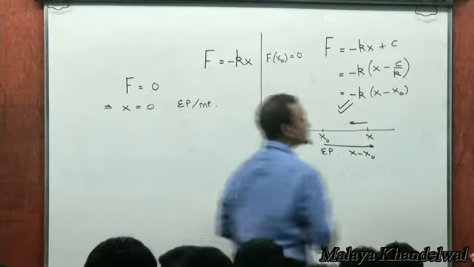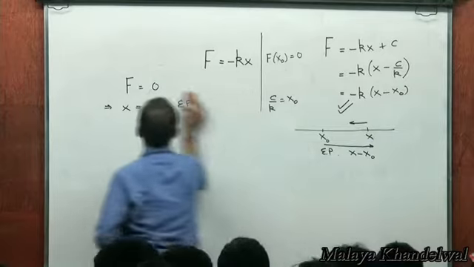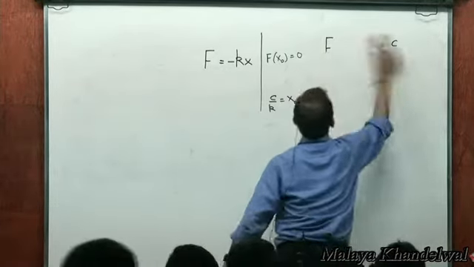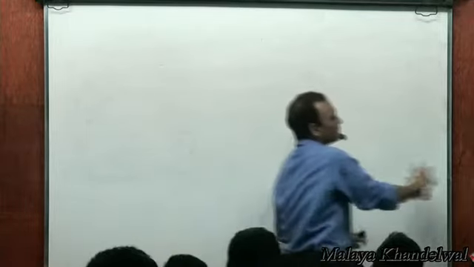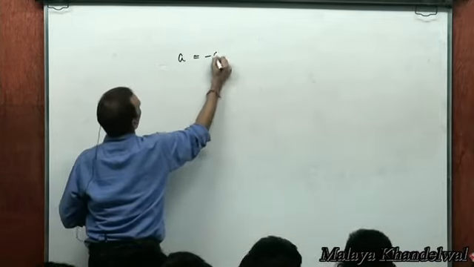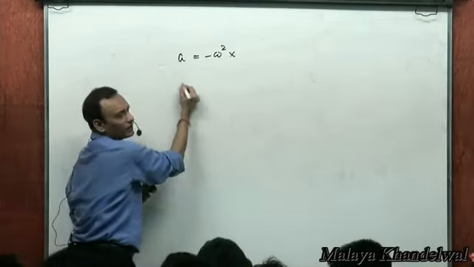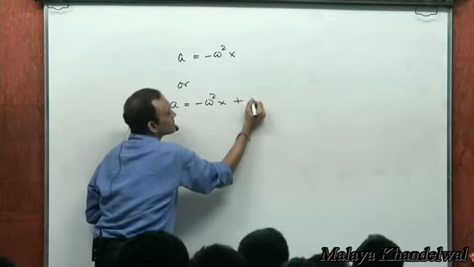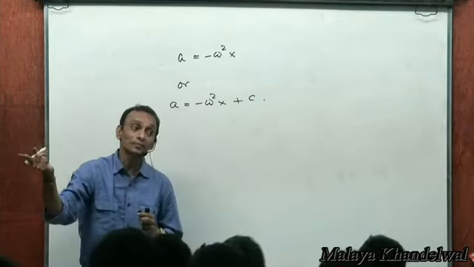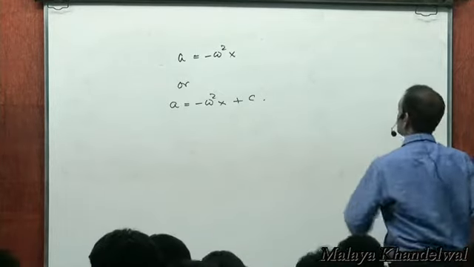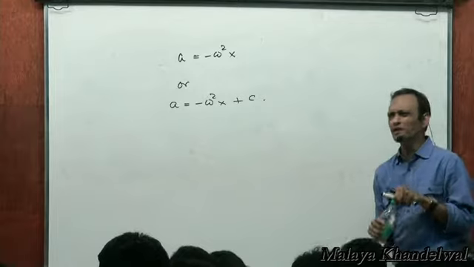Right. Now, so if someone said if a is minus omega squared x is simple harmonic, then a is minus omega squared x plus some constant will also be simple harmonic. Clear? Now, so far so good. Simple, right?